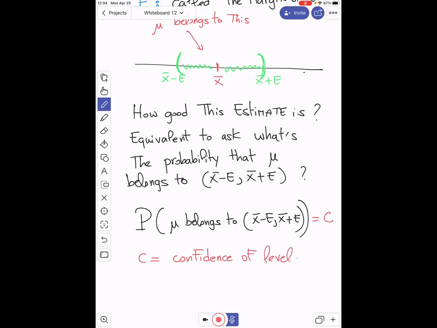And of course, because it's a probability, C is supposed to be between 0% and 100%. But of course, you want your C to be very close to 100%, right? You want to be 100% sure that your mu, the population mean, belongs to this interval x bar minus E, x bar plus E. So C is the probability that the population mean belongs to this interval around x bar, and we want C to be close to 100%, which is 1, of course.